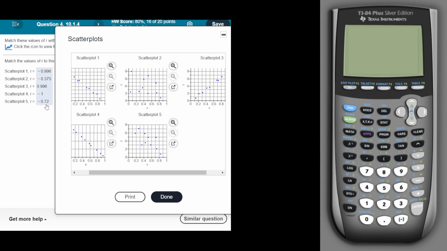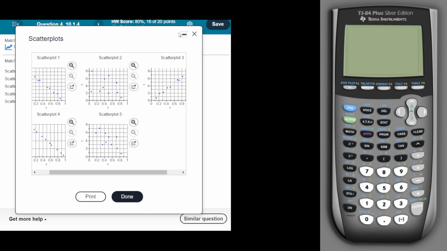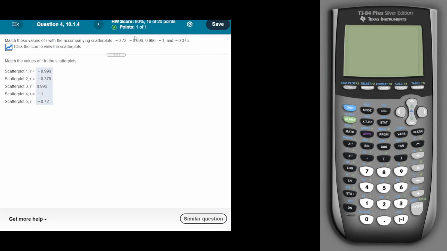0.72 is definitely closer, right? As opposed to scatter plot number 2, which is all over the place even more. That should be closer to 0. And that's why scatter plot number 2 would be negative 0.375, not as strong as this one. So you can jot these down. You can study these. You can do a similar exercise until you get the idea. And that's all there is to it with the analysis of the graphs.